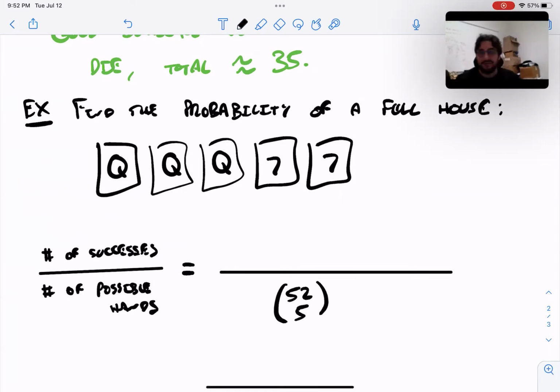It's just 52 choose 5. There are 52 cards in a deck of cards, and we are selecting 5 of them. Repeats are not allowed, because once a card is dealt, it's dealt. It can't be dealt again. You can't deal the same card twice.